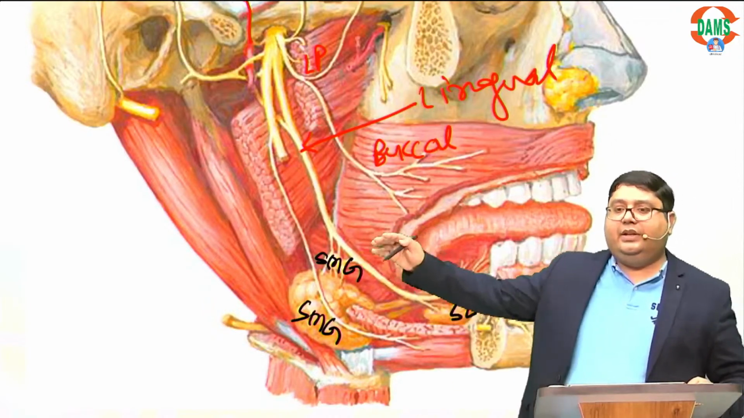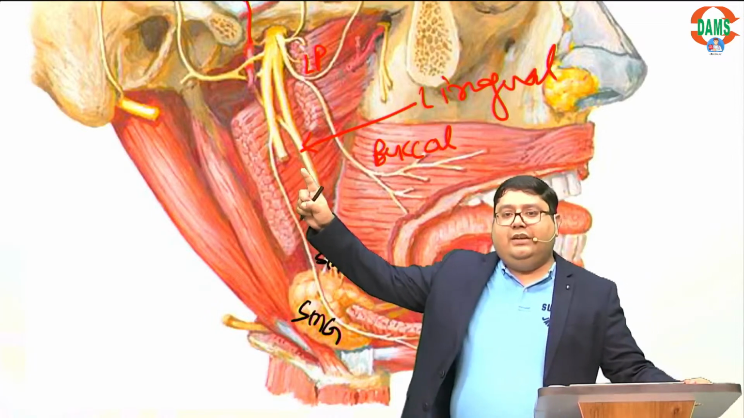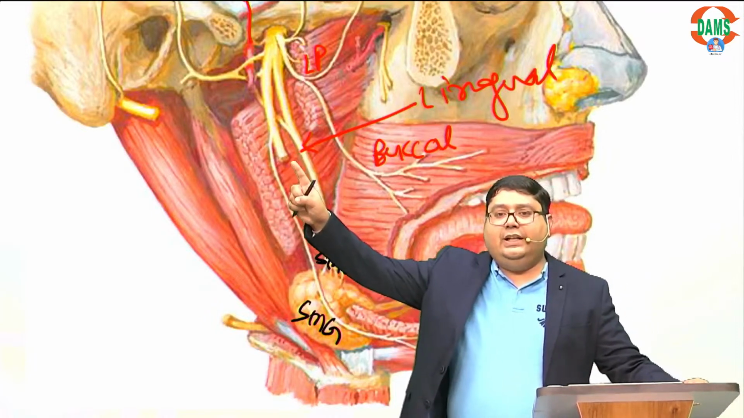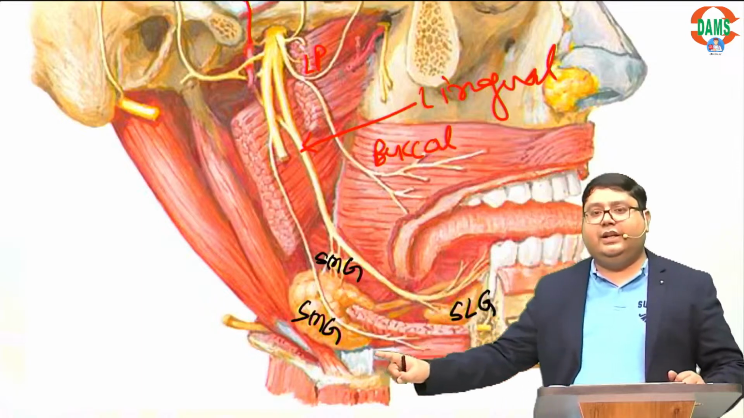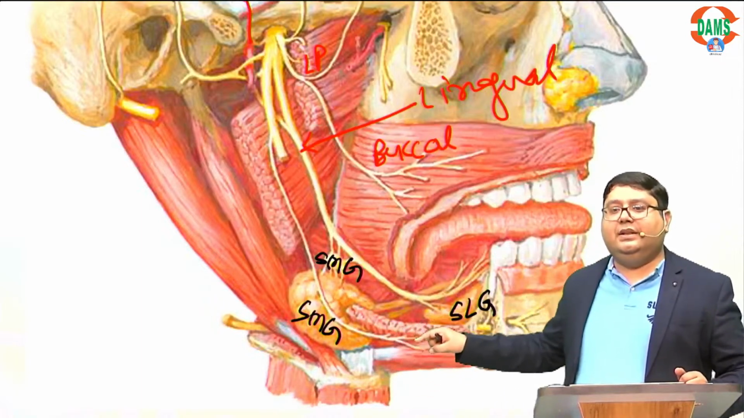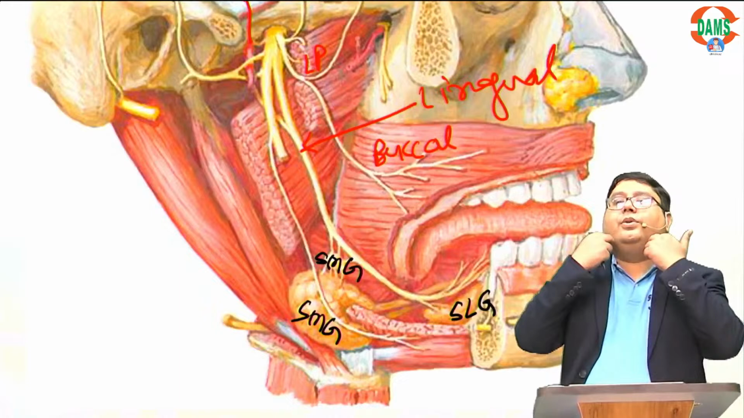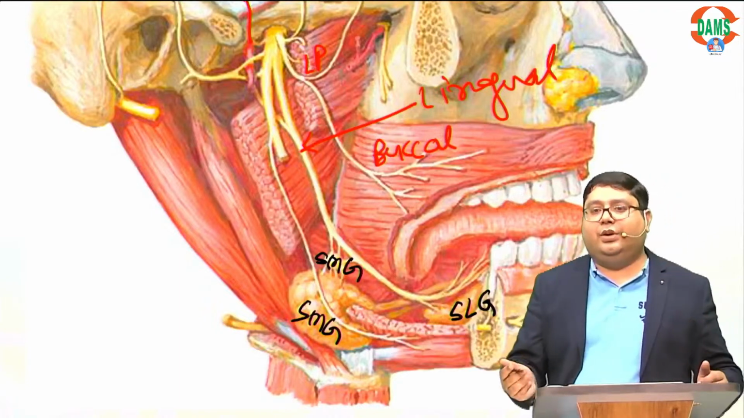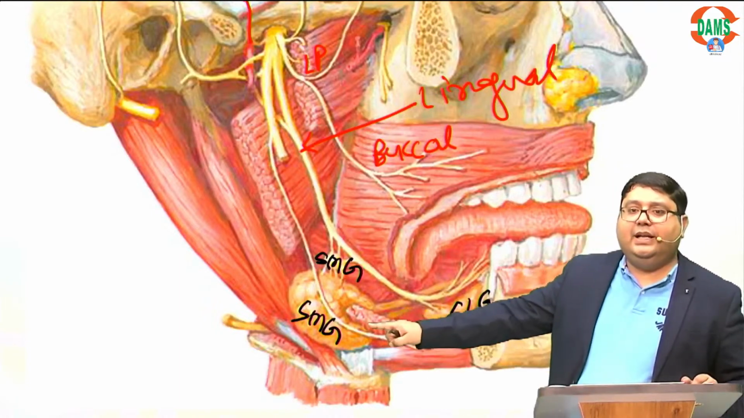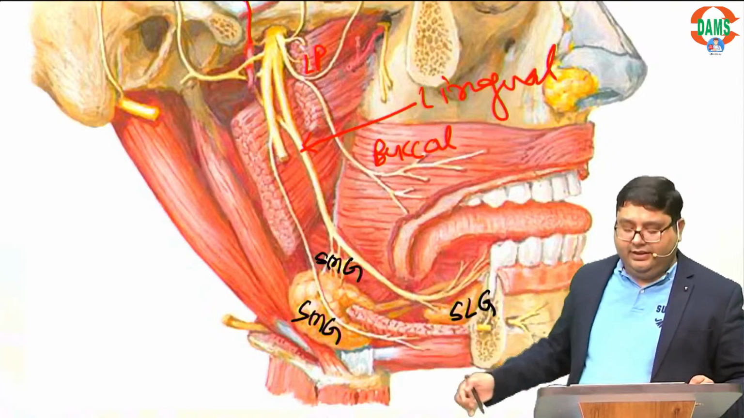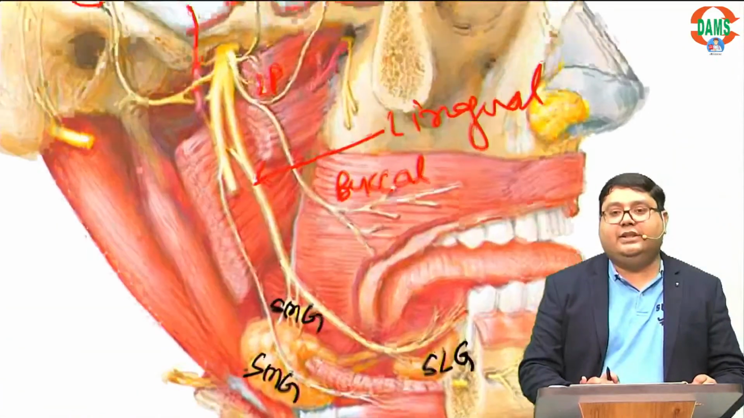And this inferior alveolar nerve will be traveling within the bone, but before that it will be giving one branch over here, which is coming to this muscle. This muscle is what? The floor of the mouth. If I ask you floor of the mouth, which muscle? That is mylohyoid. Correct?